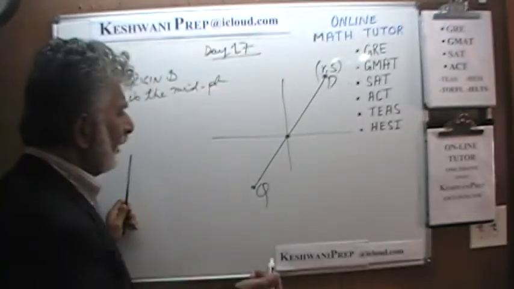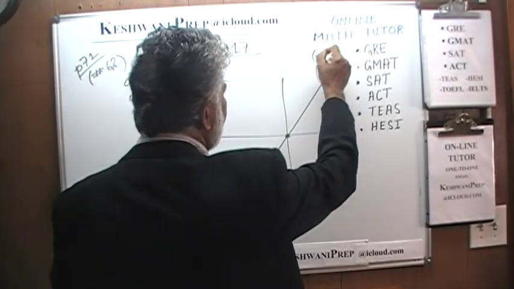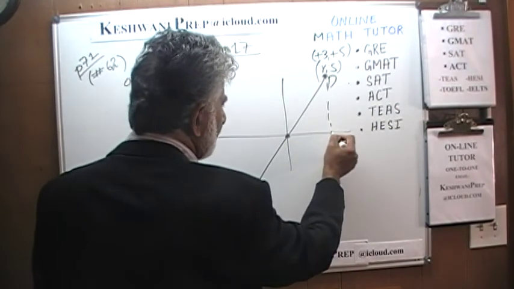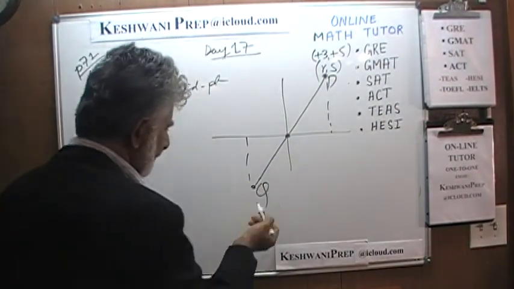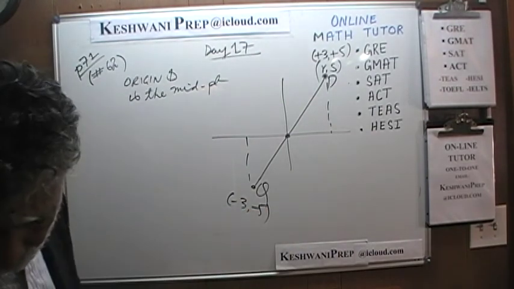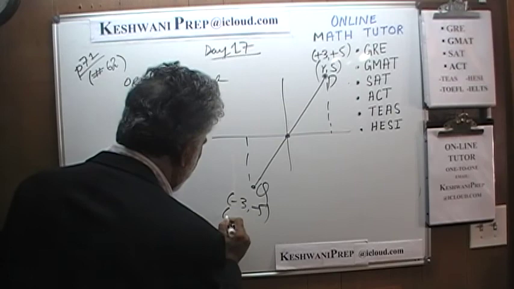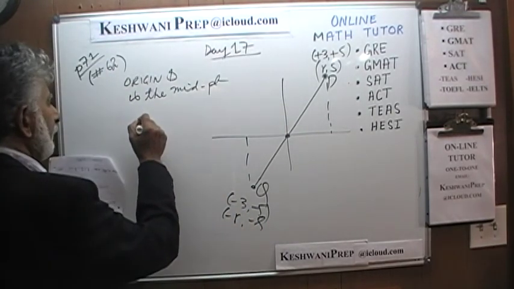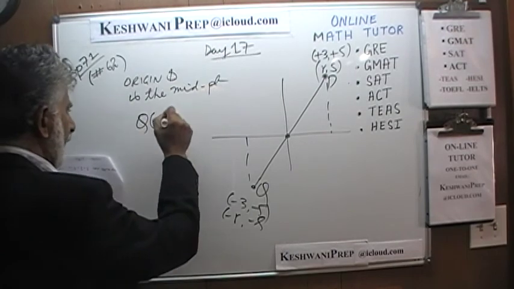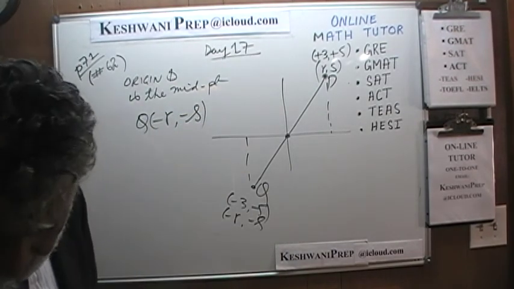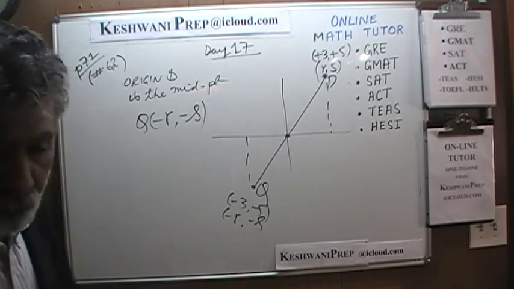This is a very straightforward problem. There is not really much to do. It's very simple. If this is R and S, for example, if this was positive 3 and positive 5, as we come down here, it's just going to be negative 3 and negative 5, which means negative R and negative S. The coordinates of Q are negative R and negative S. There is not much I can do here because there is not much to do.